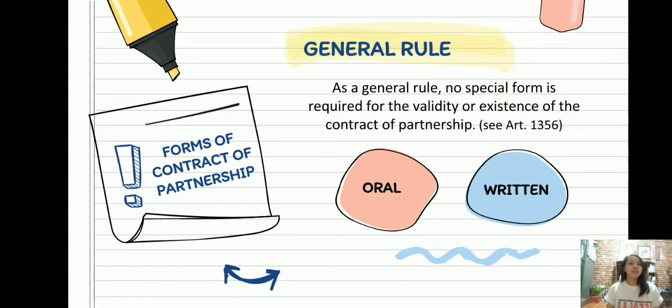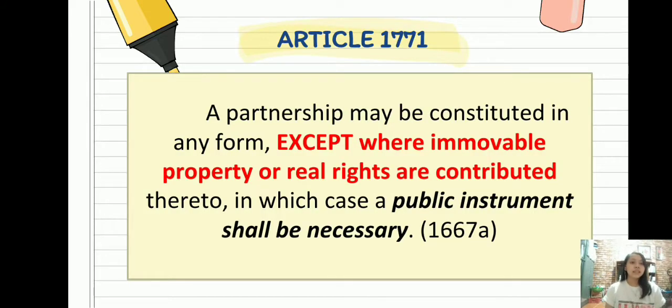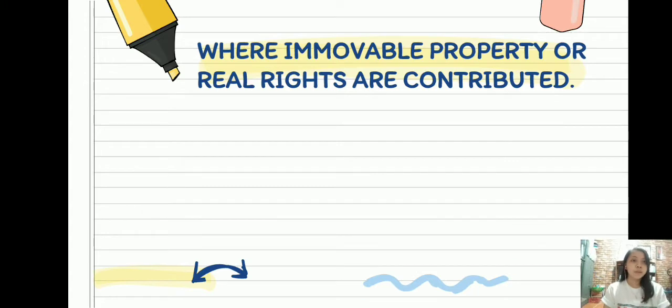If there is a general rule, there is an exception. Article 1771: A partnership may be constituted in any form except where immovable property or real rights are contributed thereto, in which case a public instrument shall be necessary. Ito na nga yung first exception natin: where immovable property or real rights are contributed.